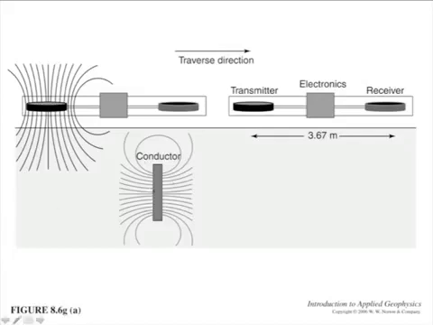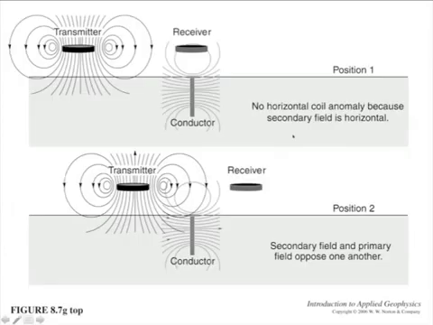Those eddy currents are setting up their own magnetic fields. They can't take exactly the shape they would like to take in the ground because they're restricted to the conductor more or less. Then we'll try to see the magnetic fields generated by the eddy currents in the conductor. We'll try to see those with the receiver loop.